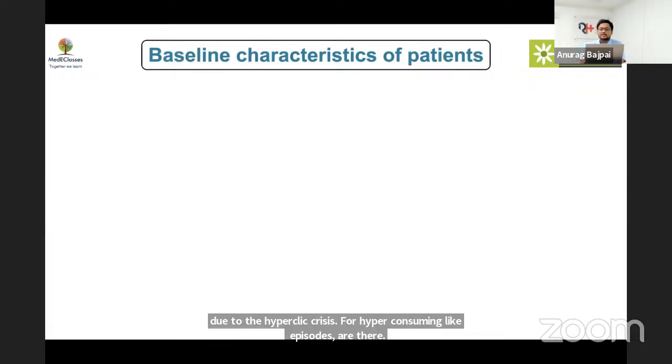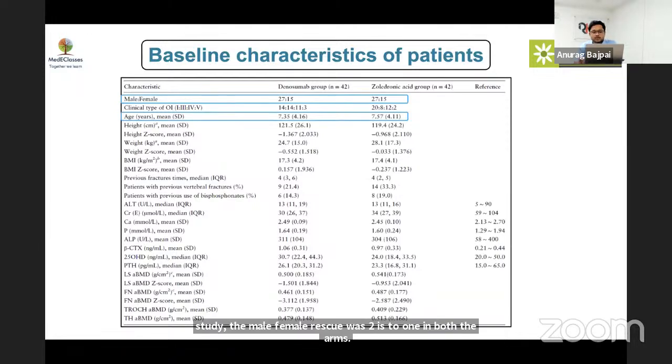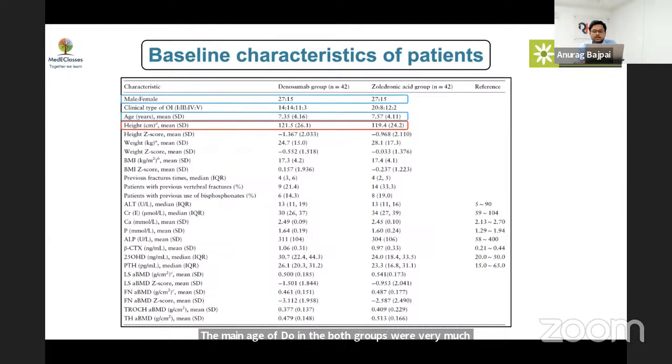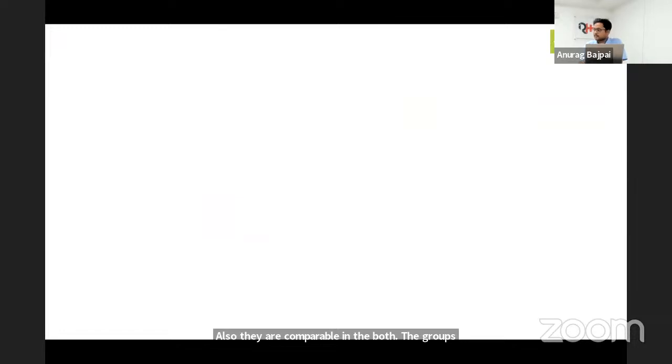Now, if we see the baseline characteristics in this study, the male-female ratio was 2:1 in both arms. The mean age in both groups was very much comparable. If we see the anthropometric measurements, they are also comparable in both groups. So why have they not given p-values to compare the two?